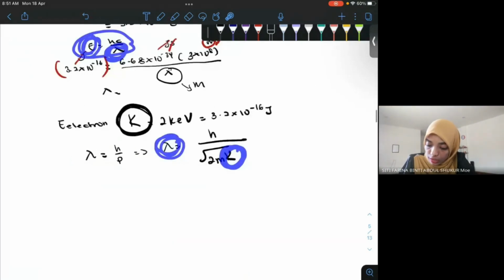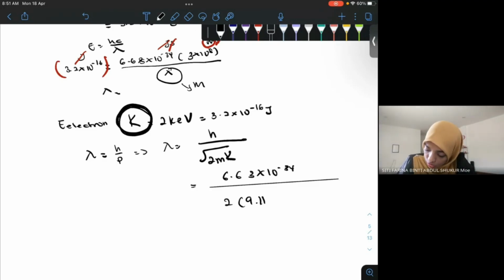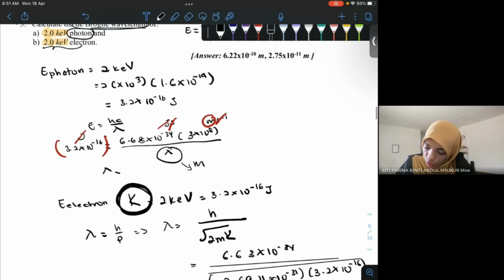Dekat sini kita rearrange balik this equation, you will get kinetic energy is equals to H square over 2m lambda square. Tak payah rearrange, kita nak cari lambda kan? Sorry. So tinggal masukkan nilai sahaja. H negative 34 and then divide 2 mass of electron 31, kinetic energy is 3.2 times 10 negative 16. Okay, remember to convert your kinetic energy pergi joule dulu. And then you can get this answer given here. 2.75 exponent negative 11 meter.